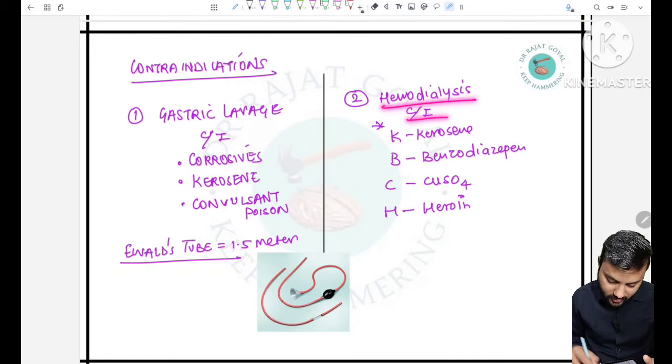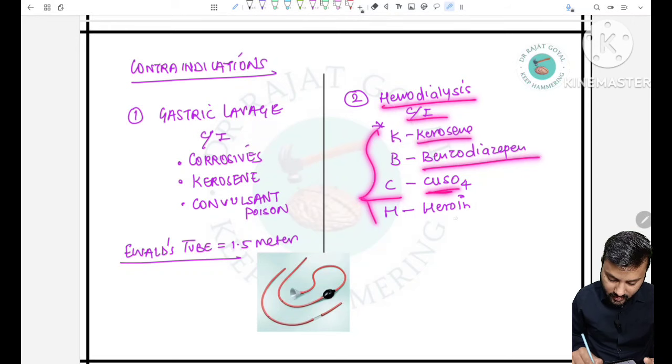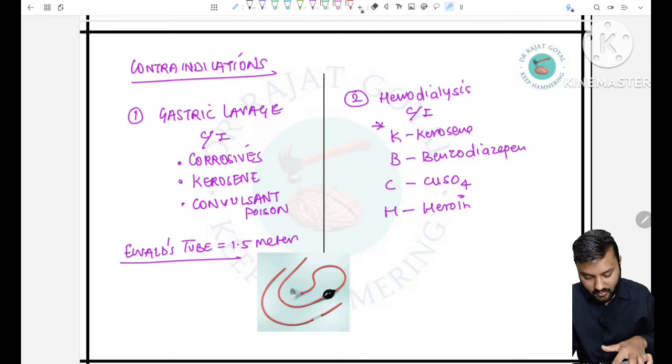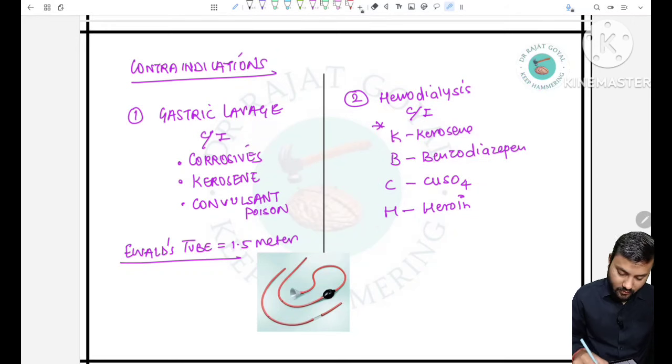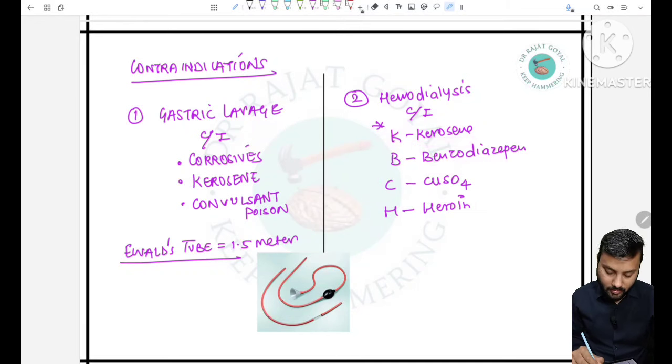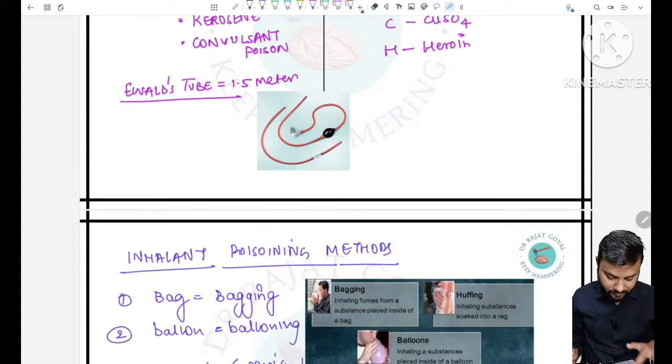Now hemodialysis is contraindicated in KBCH: kerosene, benzodiazepine, copper sulfate, and heroin. So this is also a PYQ: hemodialysis is contraindicated in which poisoning, and kerosene is given. So we have to mark that answer. We have to remember KBCH: kerosene, benzodiazepine, copper sulfate, and heroin.